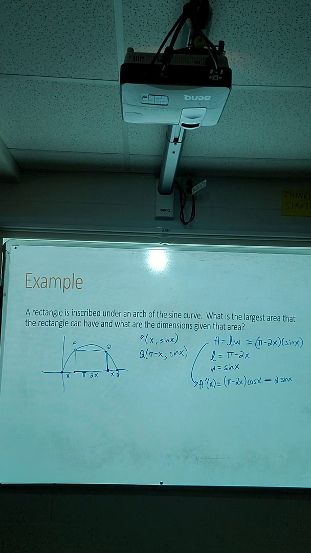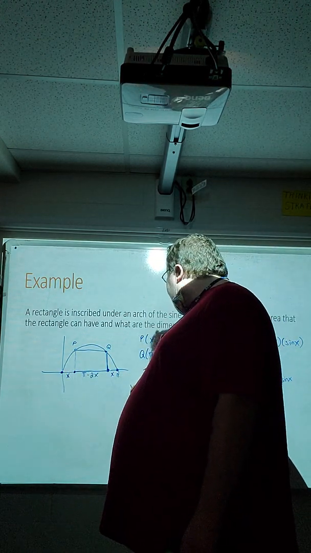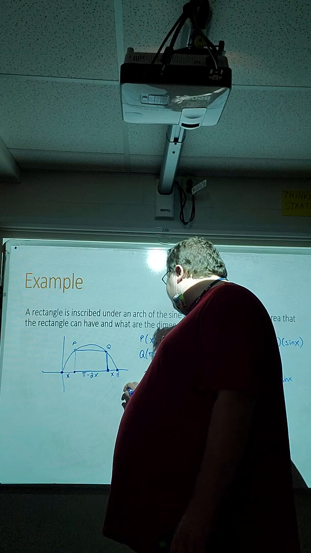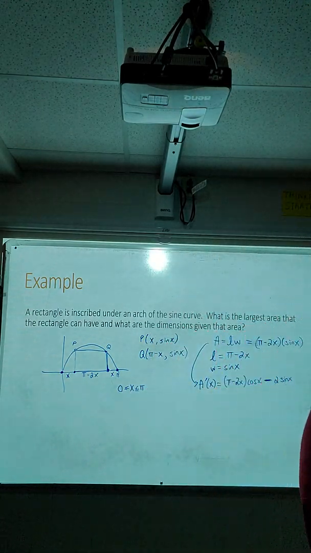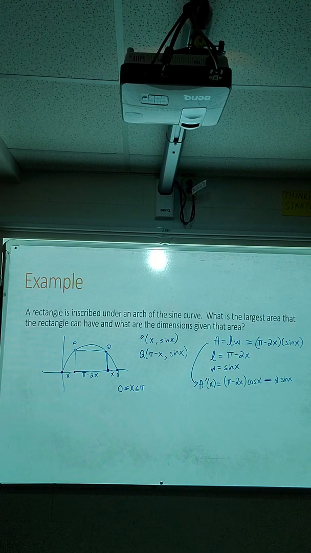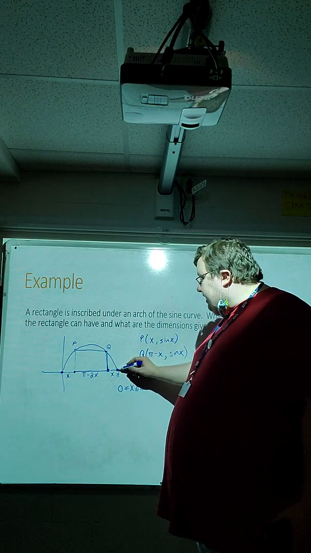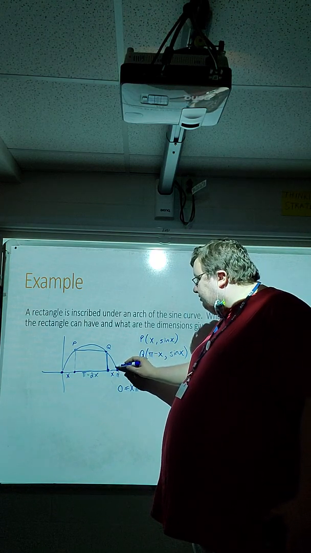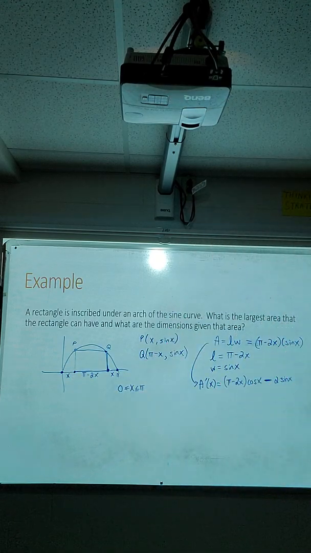Now, we know that our constraints here: x has to be bigger than 0, but less than pi. So we're in between 0 and pi, because we have to be under one arc of the sine curve. We could be very close to pi over here and get a very thin rectangle. That probably doesn't make sense in the problem though, because we're going to maximize the area. So we don't want to go in too crazy here.